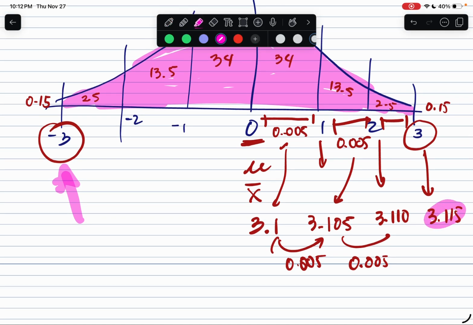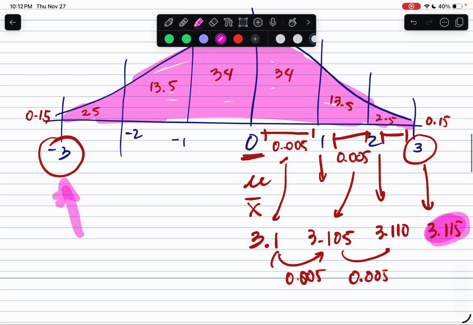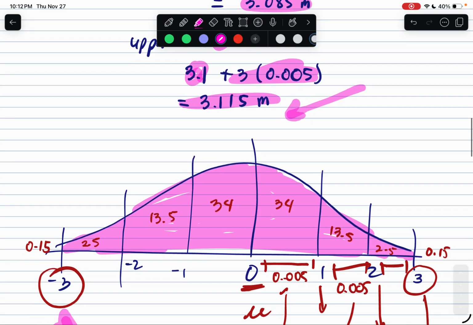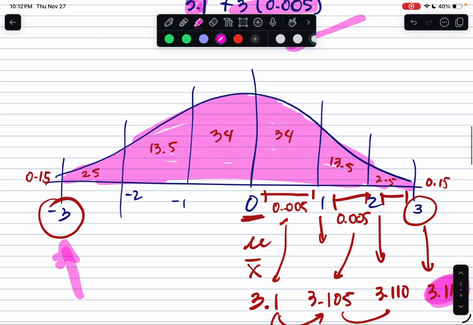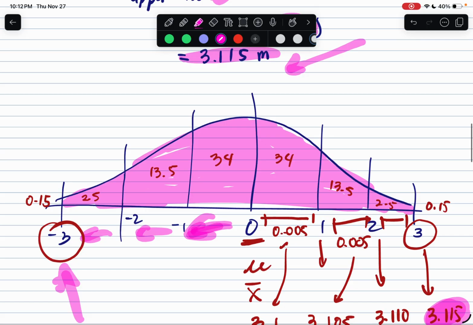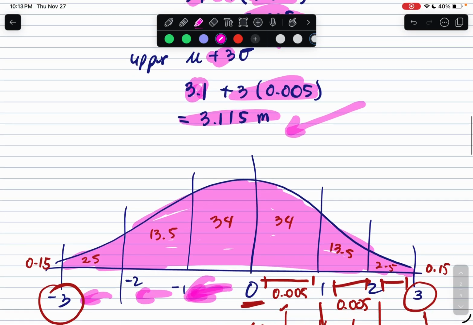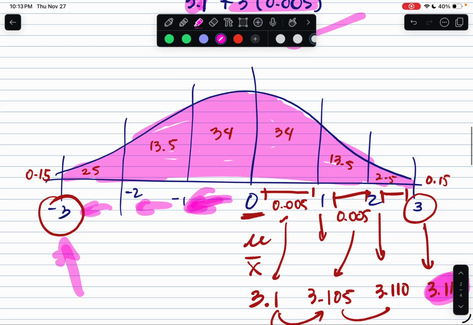So now we have here, this is your upper limit, which is 3.115, which is what we got here. You see, 3.115. And if you do that also on this side, instead of adding, you subtract: subtract, another subtract, and another subtract. So instead, it will become 3.085. So that's your lower limit and upper limit.